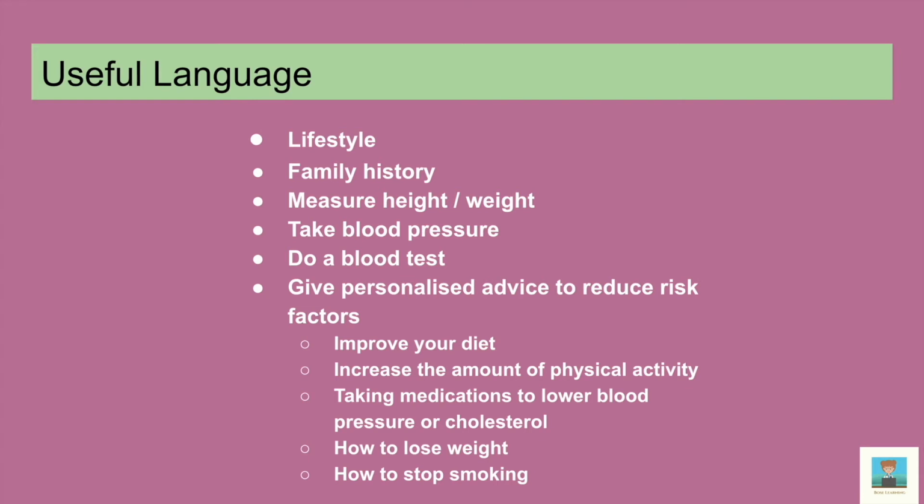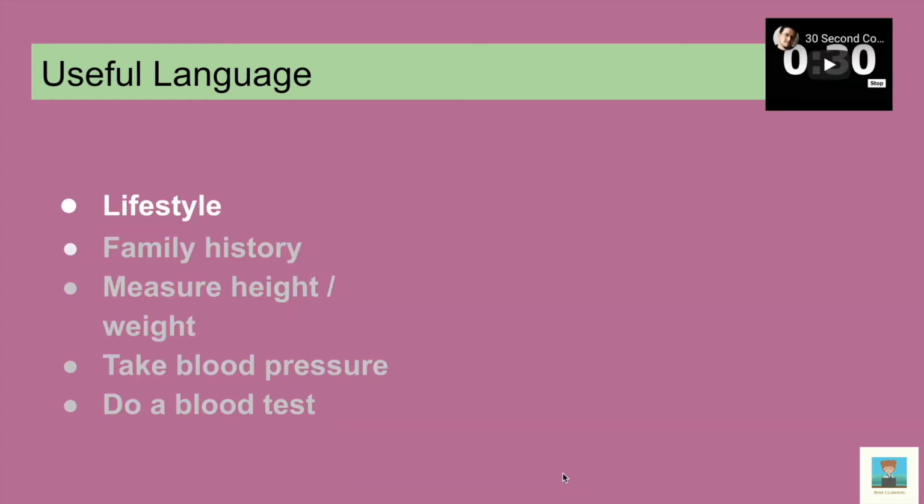So how did you go? Did you remember what the topics were? So the topics that are covered in your health check appointment are lifestyle, family history. They will measure your height and weight, take your blood pressure, do a blood test, and then give you personalised advice on improving your diet, increasing physical activity, perhaps taking medication, maybe some information on how to lose weight or stop smoking.